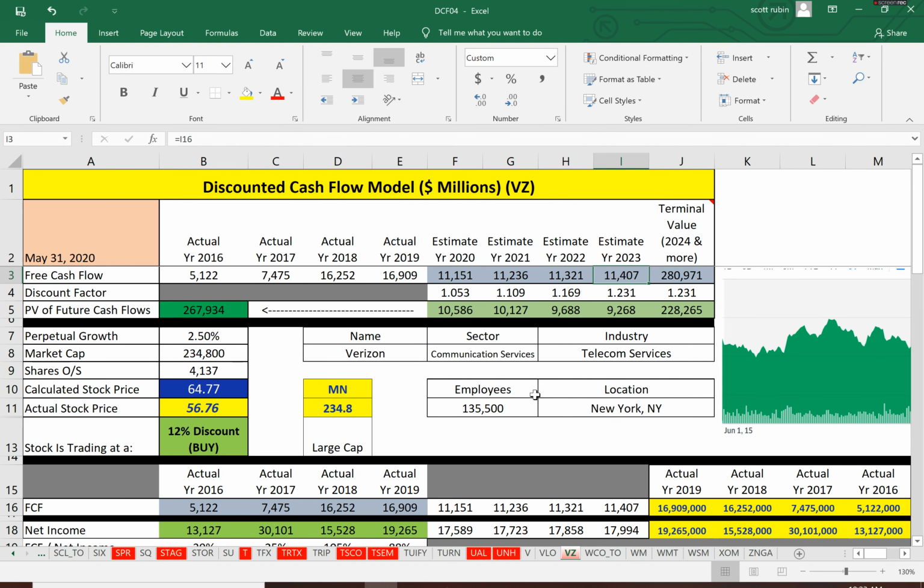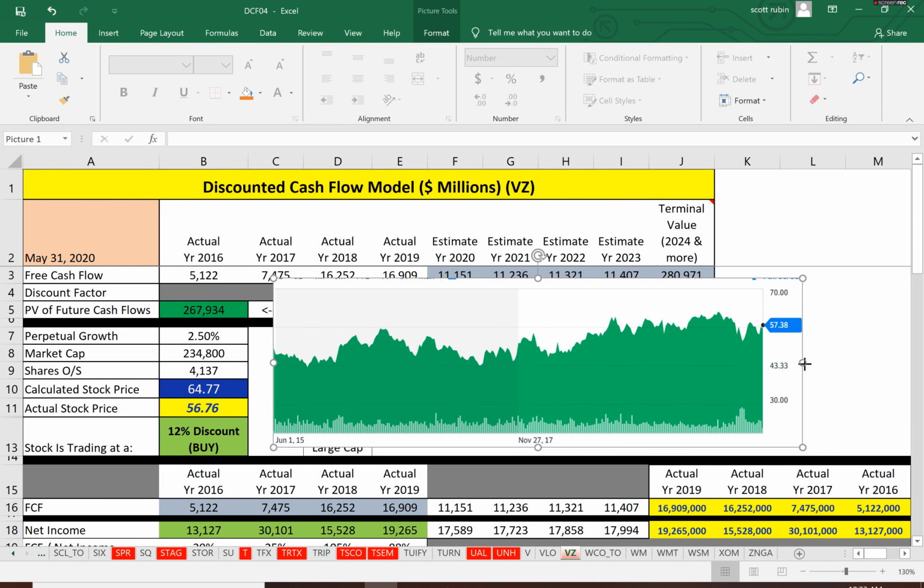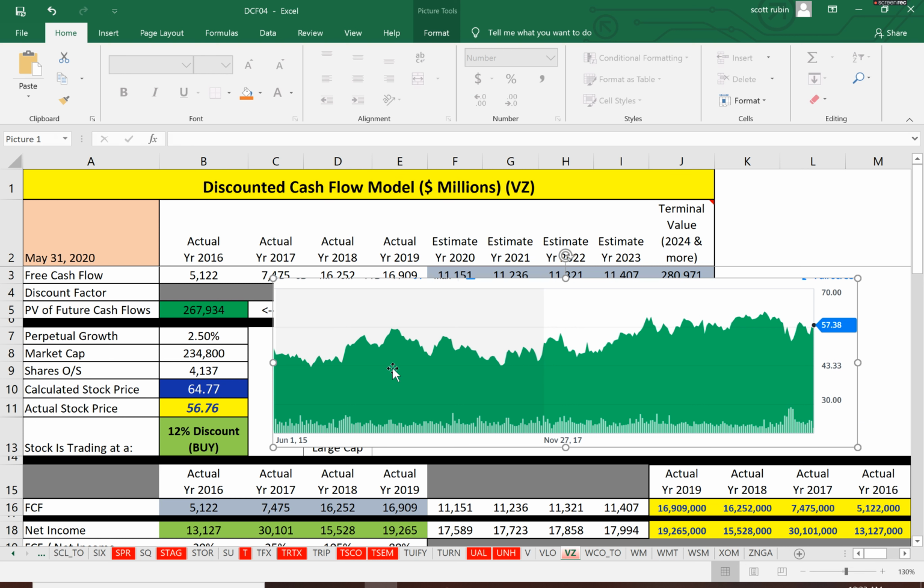So we estimated future cash flows from our model, and then we discounted those values back to today, and we have a value of the company of $268 billion, and we divide that by 4.1 billion shares. We get an intrinsic stock price of $65, and it's trading at 57, so it is trading at a 12% discount, so it's a buy according to the model. And it looks like it might have been trading around intrinsic value a few months ago, and now it's trading at a bit of a discount.